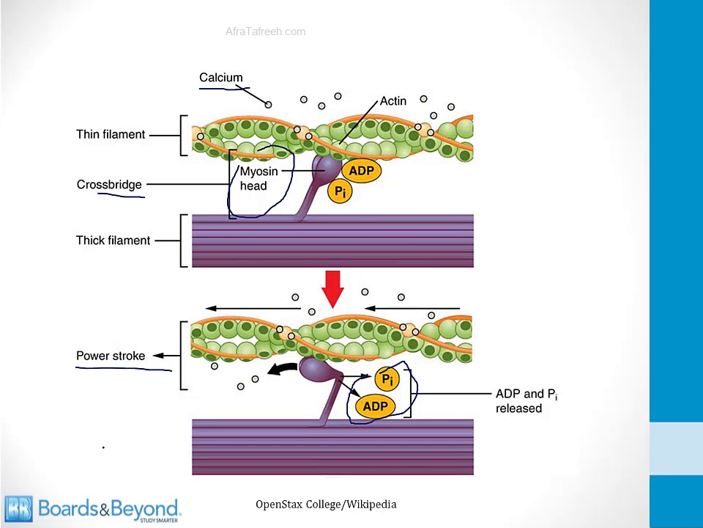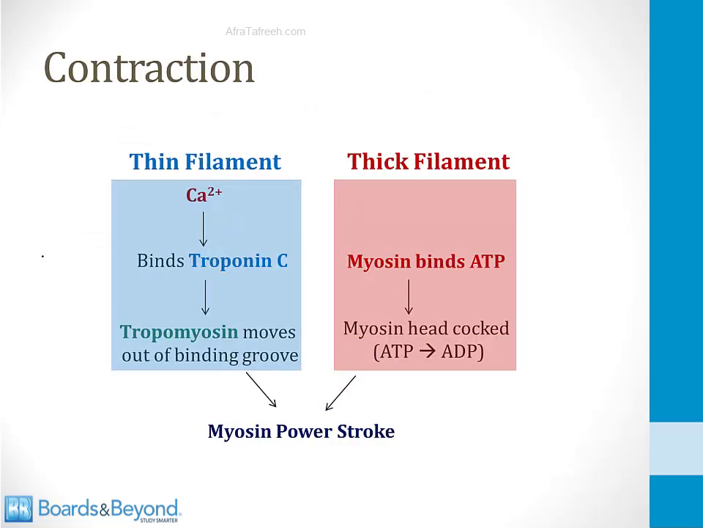down the actin filament. And here's a summary slide just to help you keep straight what's going on during contraction in the thin and thick filaments. So in the thin filaments, calcium is binding to troponin C. That then removes tropomyosin from the binding groove. On the thick filament side, myosin binds ATP. The myosin head becomes cocked as ATP is hydrolyzed to ADP, and then the myosin can undergo the power stroke once tropomyosin is removed from the binding groove.